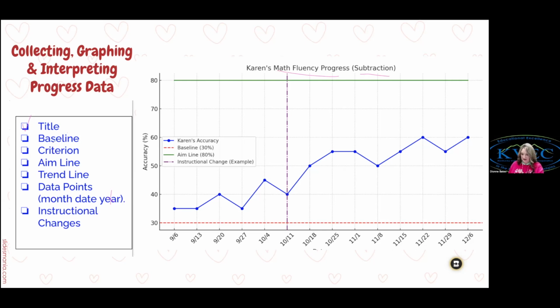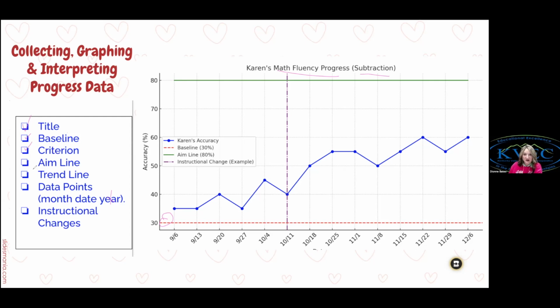Let's look at the next item. Do we have a baseline? We do have a baseline, and the baseline was at 30%. Do we have the criterion? We do, we want her to have 80%. We probably could have put her accuracy, so that's a percent. Ashley says yes, we have a criterion. We're looking at the percent that she got correct.